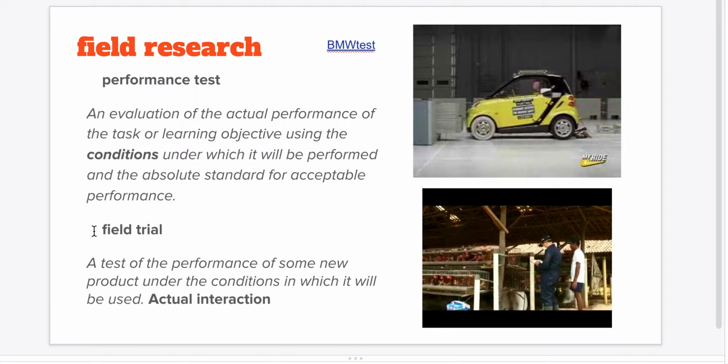Then we look at field trials, which is literally the actual interaction and the actual product in that actual place. So that's the difference between those two. Performance test is about the conditions. Field trial is about the actual interaction. And both of these, you can watch these videos. There's more details about those types of trials.